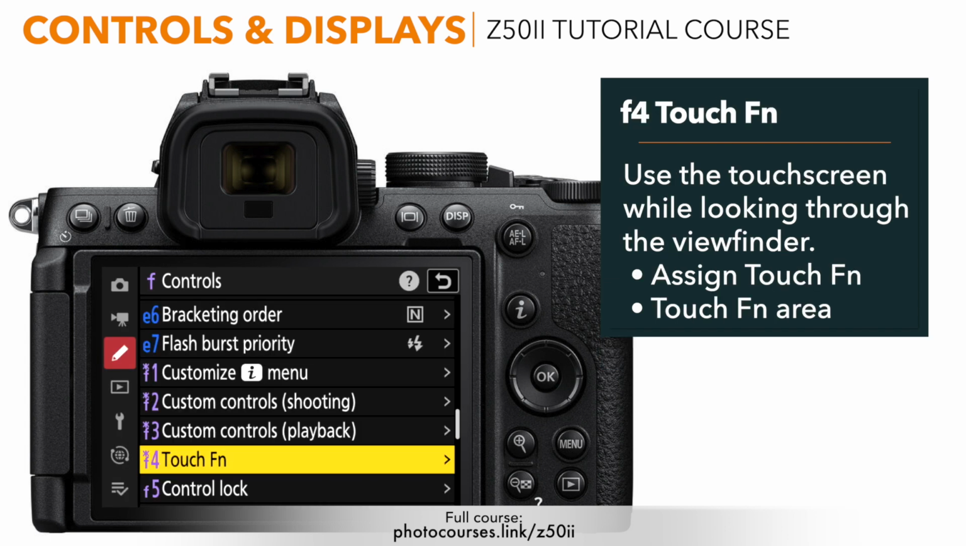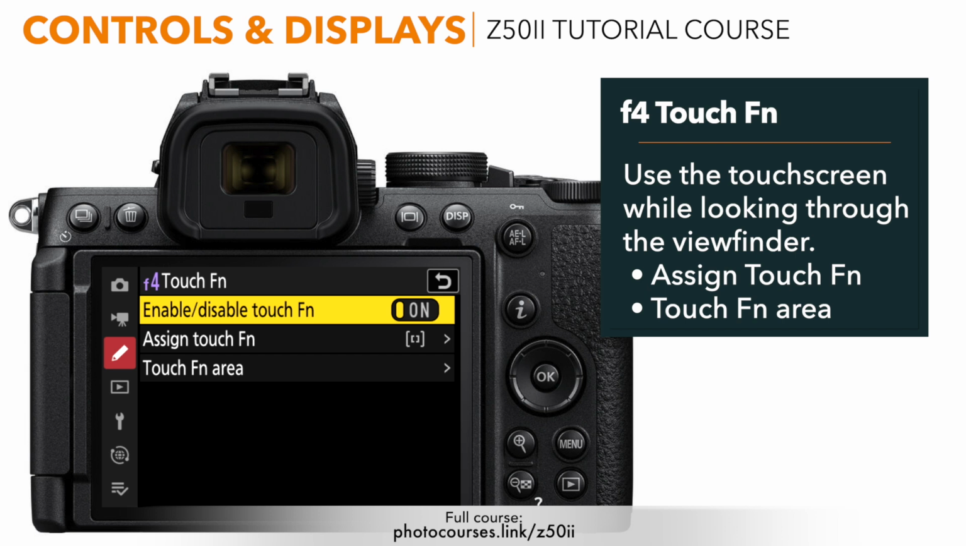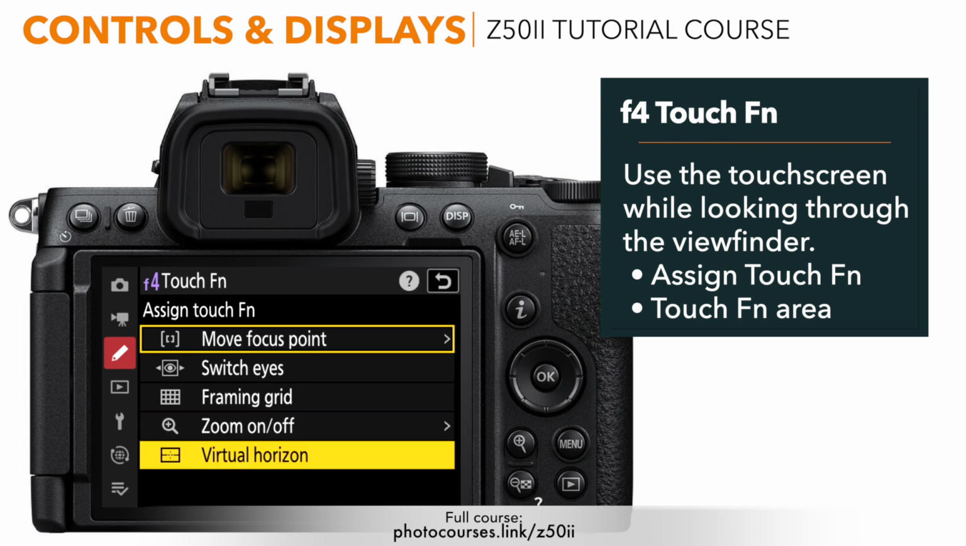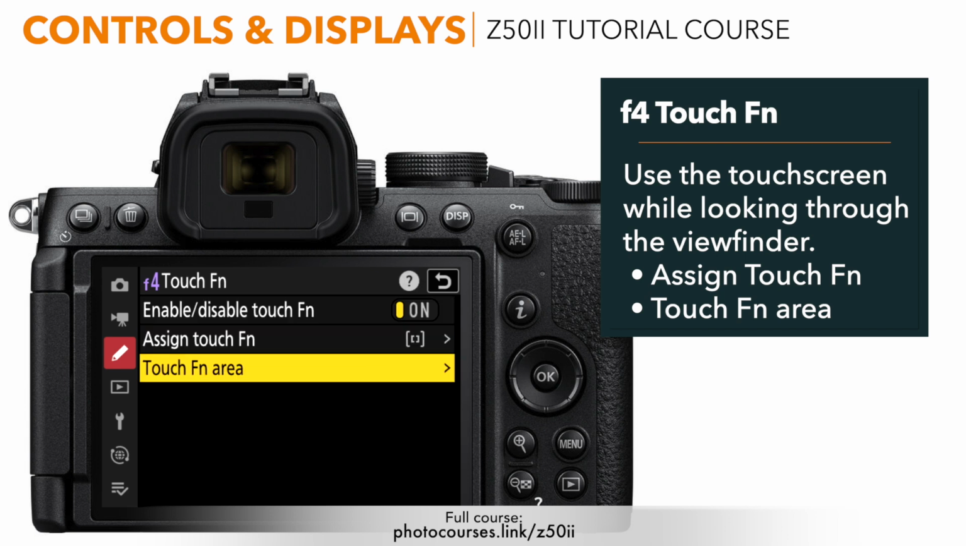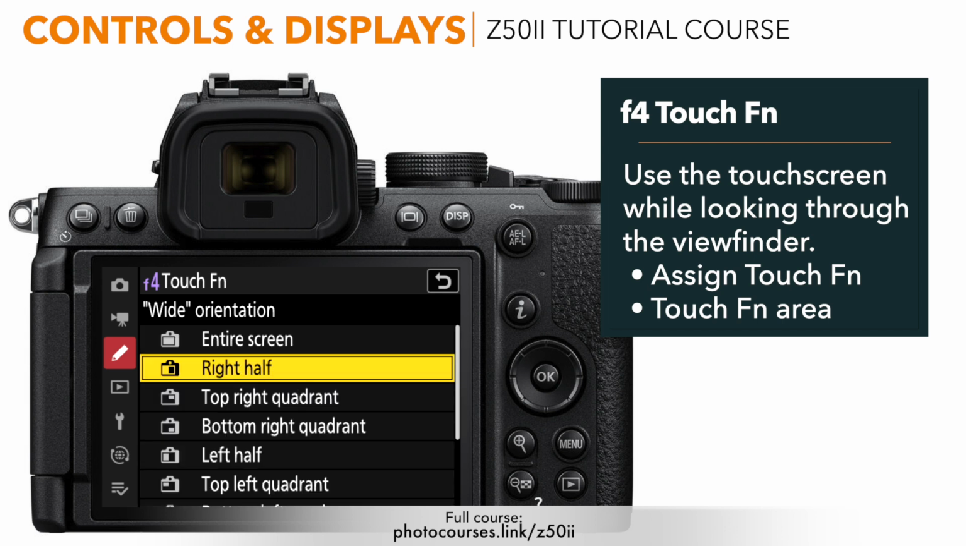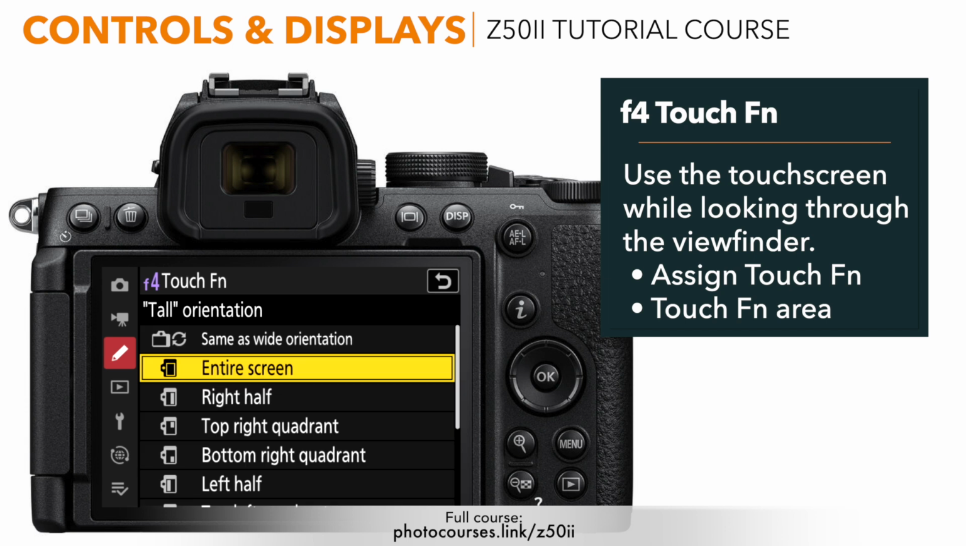You can also use the monitor touchscreen as an additional control when looking through the viewfinder. We looked at that in the focusing lesson. But remember, that's going to be in the Custom Settings F4 Touch FN menu. Assign Touch FN is where you'll choose what that touchscreen is going to do when you're looking through the viewfinder. And then Touch FN Area is going to set which area of the monitor is active for touch in both horizontal and vertical orientations.